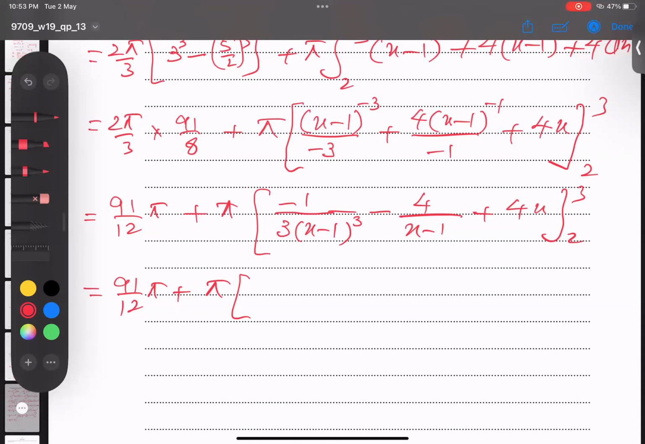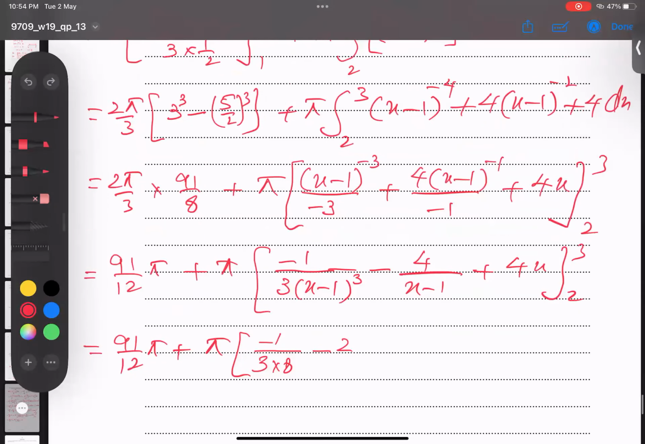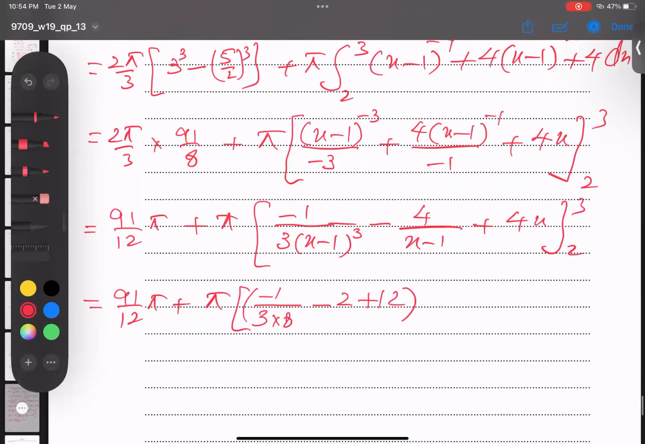First, when I plug in 3 there, 3 in the place of this one, what I get here, negative 1 over 3 already there. 3 minus 1 giving 2. 2 to power 3 is 8. When I plug in 3 here, I get a 2. When I plug in 3 here, students, I get a 12. Upper limit done. Now lower limit. When I plug in 2 here, students, I get a 1, so minus 1 over 3. When I plug in 2 here, I get a 1, so minus 4 as it is, and 8. So I think okay now.